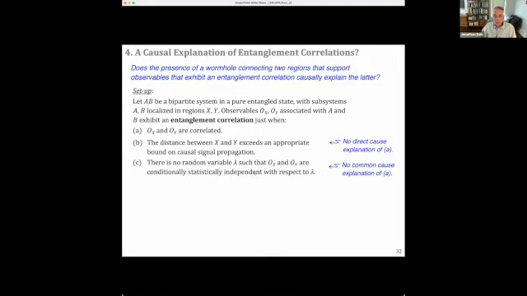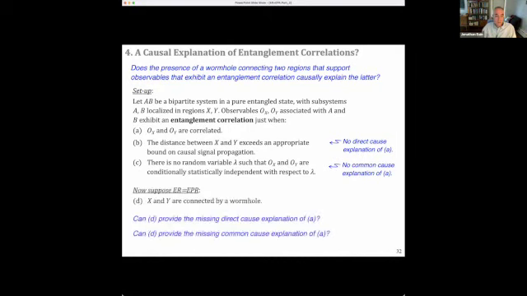That's an ingredient in the derivation of a Bell inequality, right? And that might be interpreted as entailing that there's no common cause explanation of the correlation between the two observables. So here's a way of interpreting entanglement correlation as a correlation that does not admit a causal explanation, either in terms of a direct cause or a common cause.